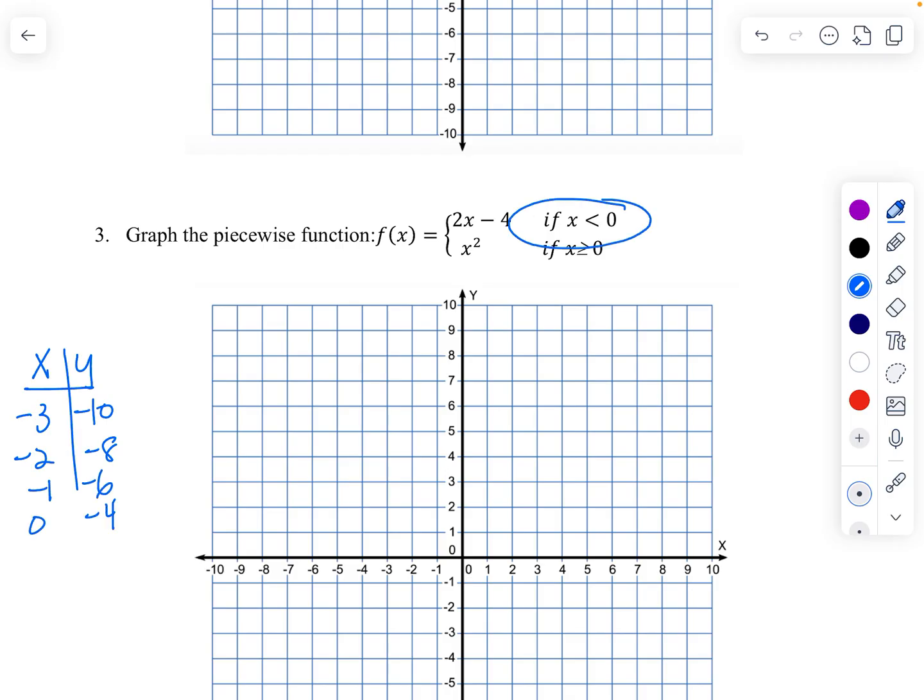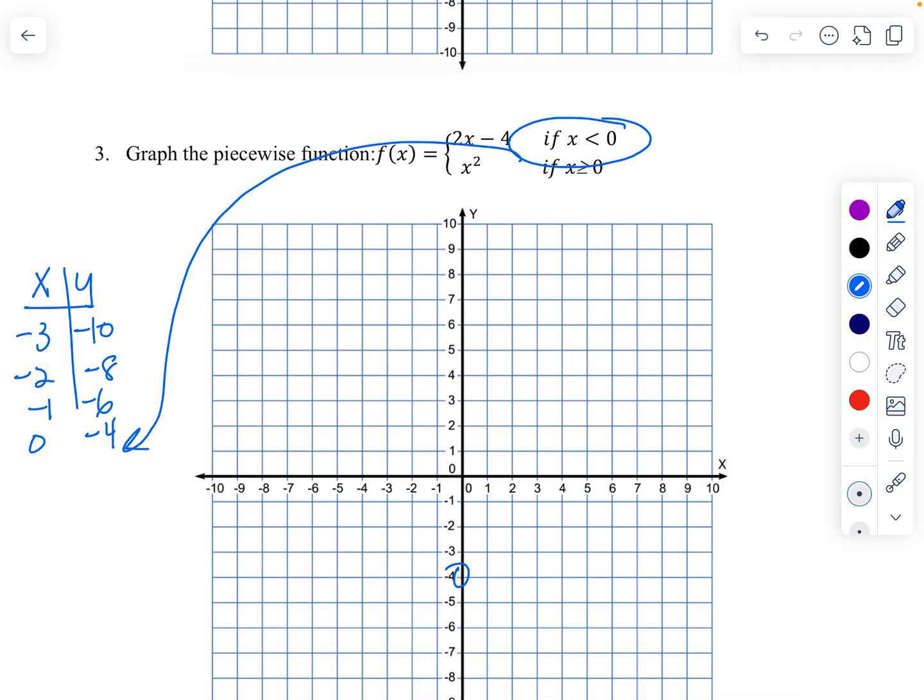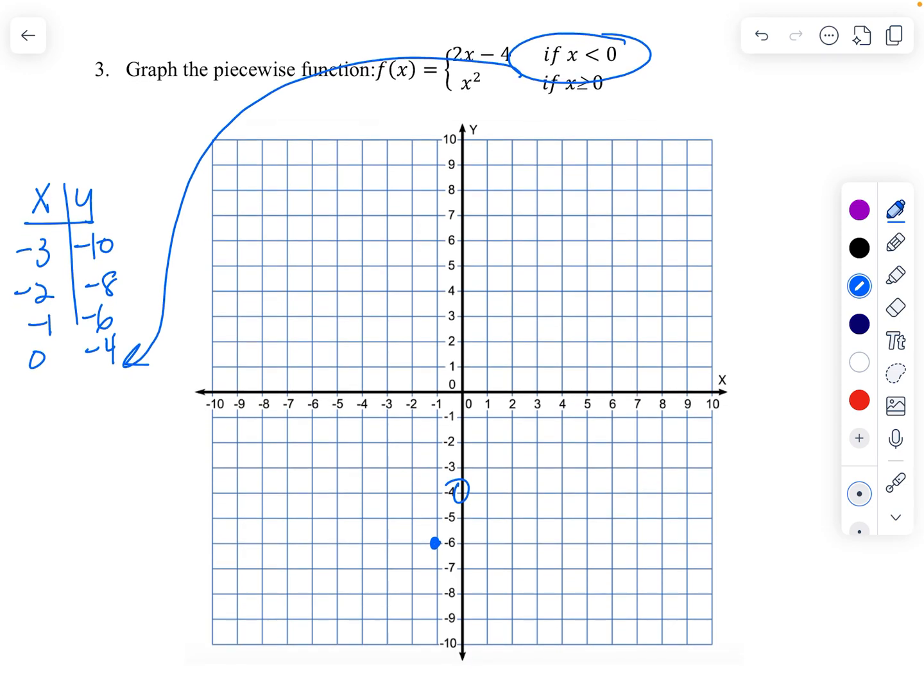And this was the first one. At 0, we're starting with an open circle because it's not including it. So that first point, 0, -4, which is here, is getting an open circle. Then everything else is regular. So -1, -6, regular point, -2, -8, and -3, -10. So it's only going forever in this direction. It's not going past that 0 because it's restricted.